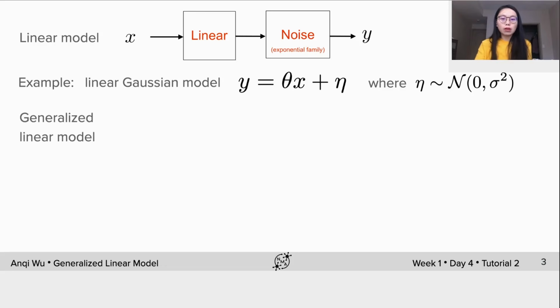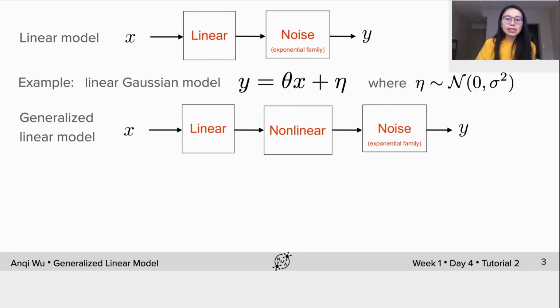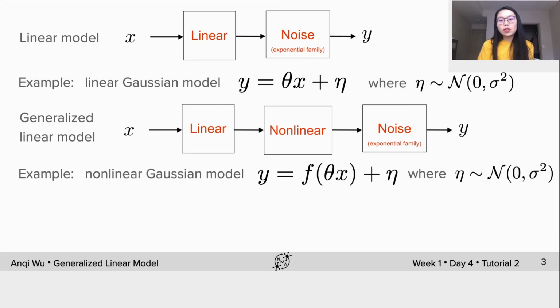A generalized linear model has the following diagram. X is the input, pass it through a linear function, then pass it through another nonlinear function, finally input to a noise distribution function to generate y. The main difference is the additional nonlinear function in the middle. An example GLM could be the nonlinear Gaussian model. There is a nonlinear function f mapping theta multiplying x to y. The inverse of this f function is called the link function that provides the relationship between the linear predictor and the mean of the Gaussian distribution.